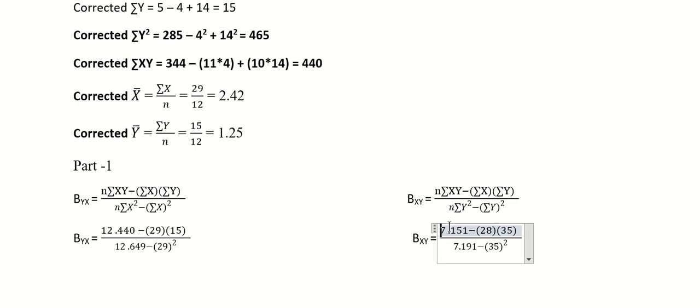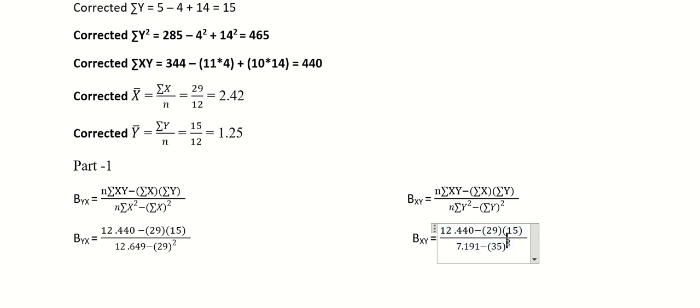The formula for beta x on y is n into summation of xy minus summation of x into summation of y, divided by n into summation of y square minus summation of y whole square. So whichever is your independent variable, it comes in the denominator. This is the only difference which we discussed in the last class also. Okay. So n is 12. Summation of xy, see, the numerator will remain the same because there is no difference. Okay. So I'll just write the values. 440 minus summation of x is 29 into summation of y is 15.